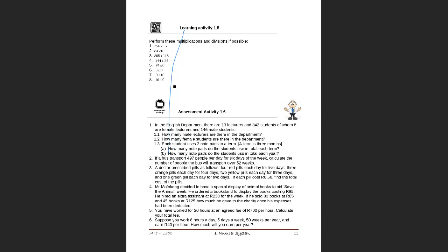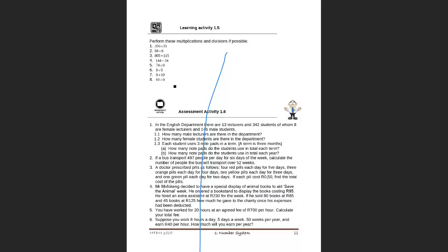Now, the next one says that in the English department, there are 13 lecturers and 342 students, of whom 8 lecturers and 146 are male students. Now, how many male lecturers are there in the department? So now there are 13 lecturers and 8 are female. So how many of them are male? Yeah, Amanda. 5 male lecturers. Yes. Now, how many female students are there in the department?